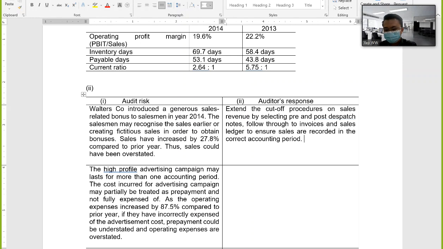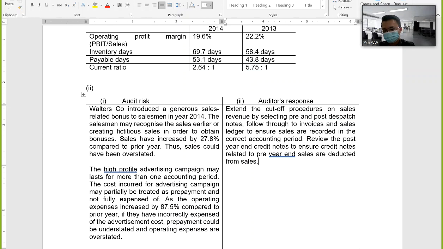Maybe after year end, right, got a lot of creditors to cancel the sales. So you might want to review the post year end credit notes to ensure credit notes related to pre-year end sales are deducted from sales. That's your purpose.